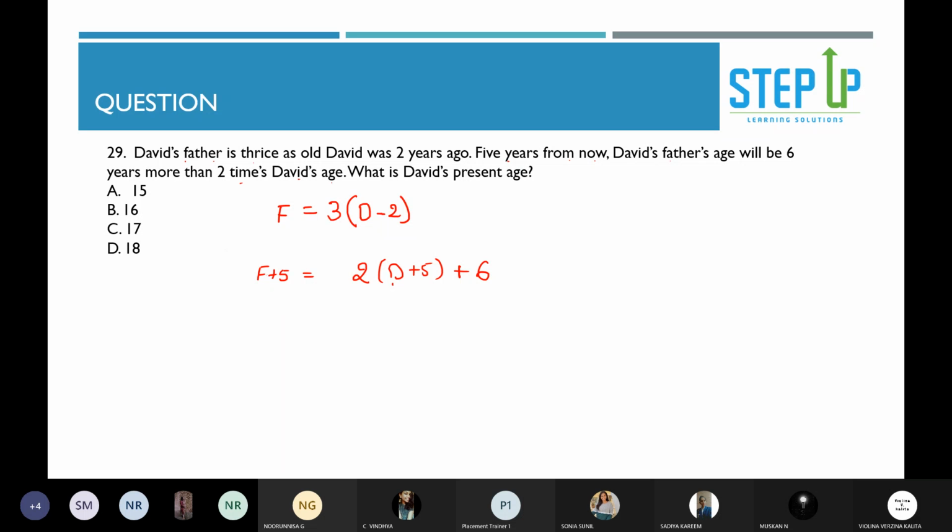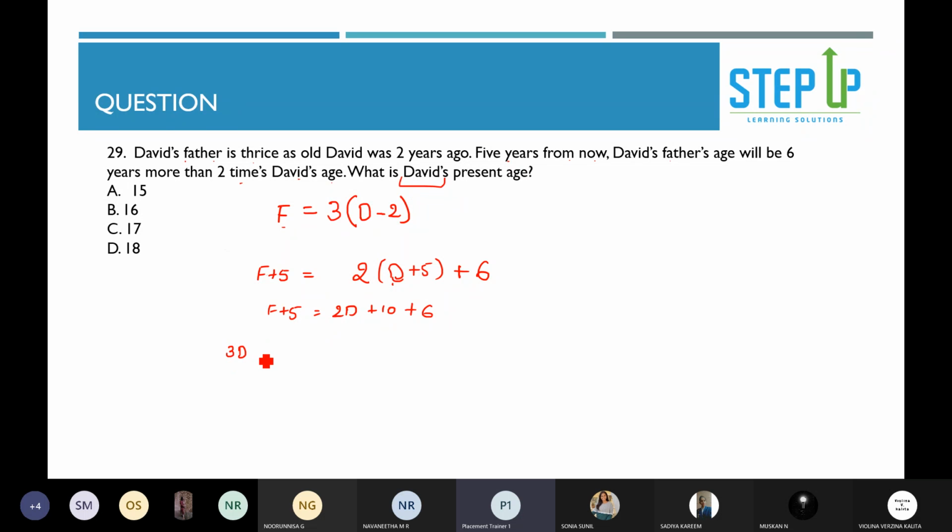Got it? Yes, ma'am. Right? So basically you will get F plus 5 is equal to 2D plus 10 plus 6. Whose age we need to calculate? David's age. So replace F with D.